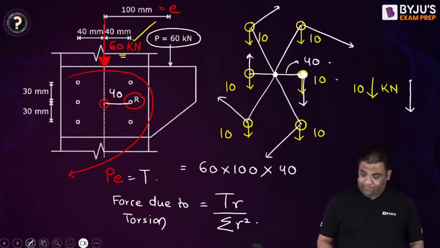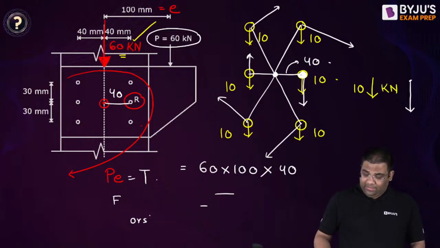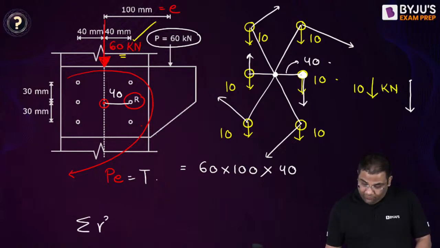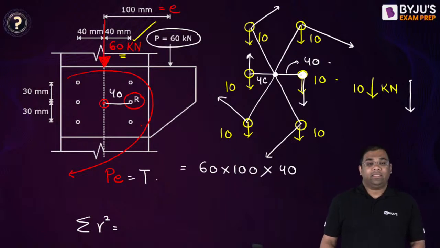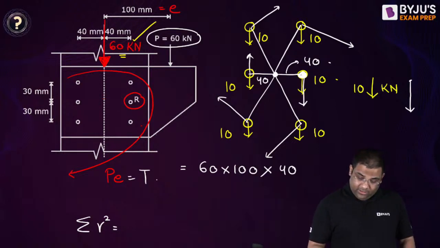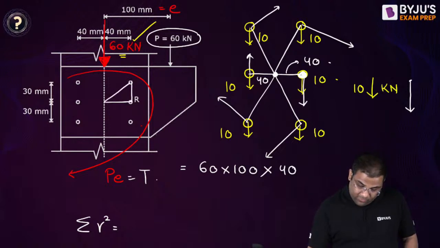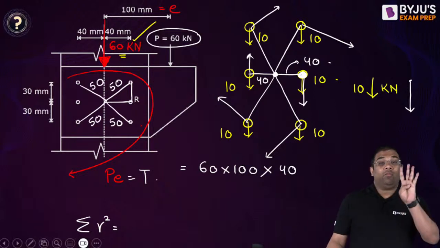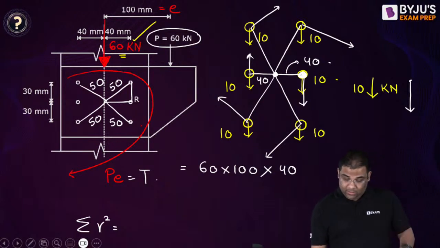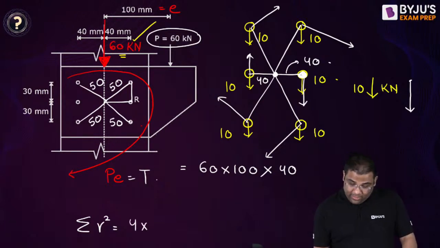How to find the summation of R square? You see the R for all the bolts. This is 40, this is 40. For this bolt, this is 40 and this is 30, so this will be 50. This is 50, this is 50, this is 50. So for 4 bolts it is 50, so 4 into 50 square.